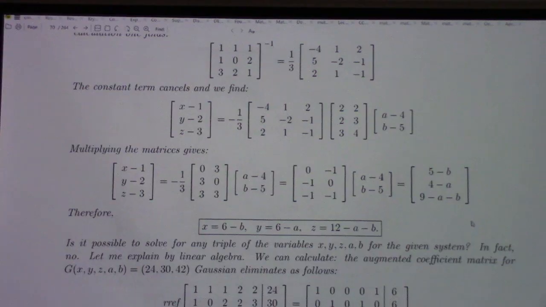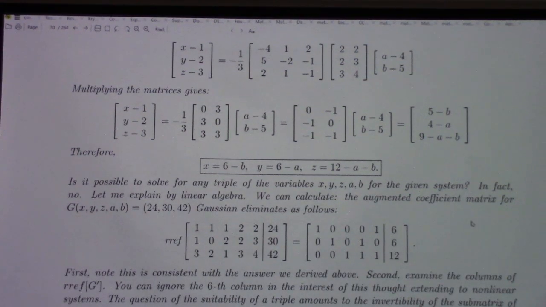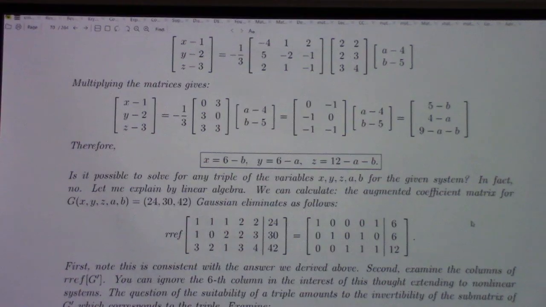So there's the solution. Now I guess the question is, is it possible to solve for any triple of variables of x, y, z, a, b for that given system? In fact, no. Here I use the column correspondence property.